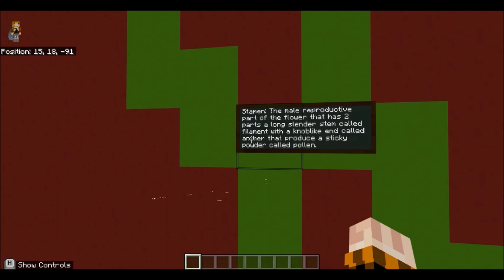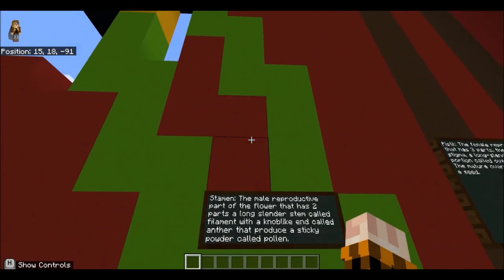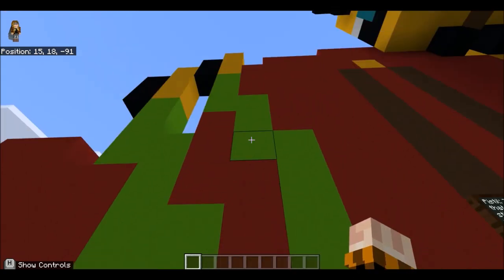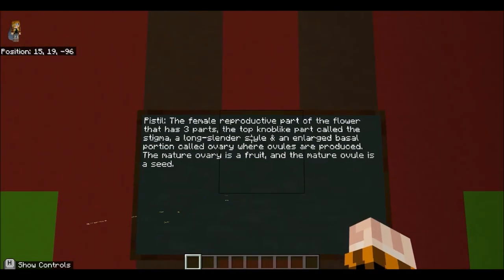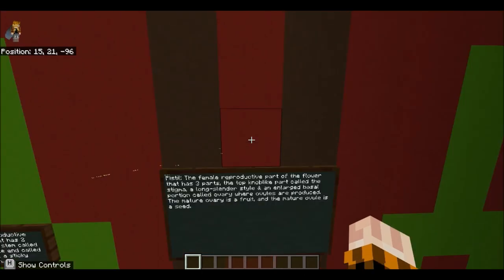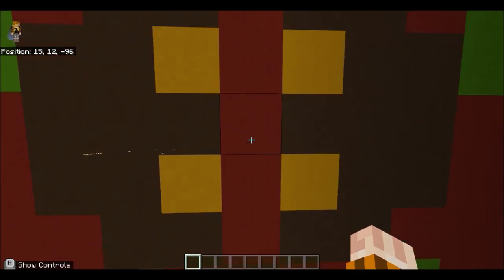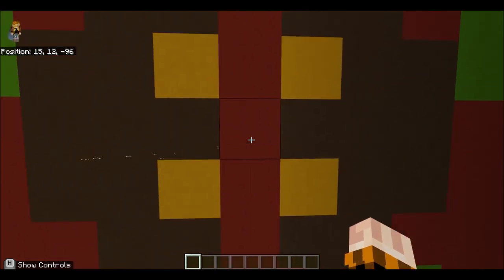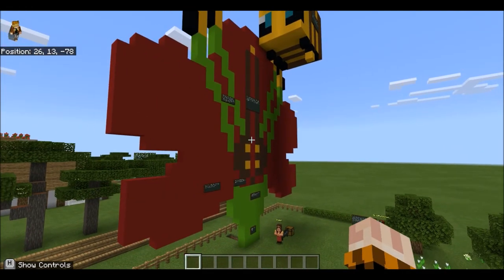The stamen is the male reproductive part of the flower that has two parts, a long slender stem called the filament with a knob-like end called the anther that produces a sticky powder known as pollen. Now, the pistil is the female reproductive part of the flower that has three parts. The top knob-like part is called the stigma. A long slender style and an enlarged basal portion is known as the ovary, where the ovules are produced, as you can see over here. Mature ovary is actually a fruit and the mature ovule is a seed. So these were the parts of the flower.